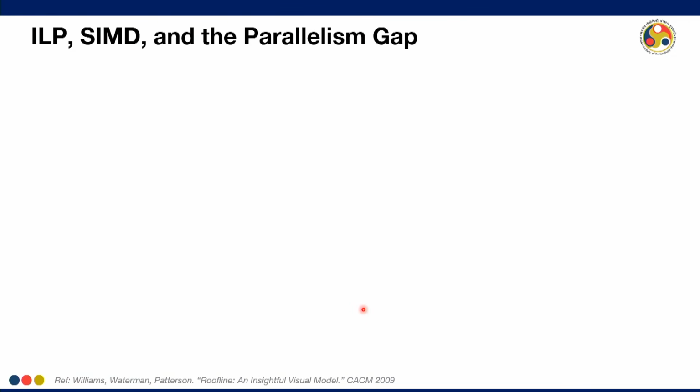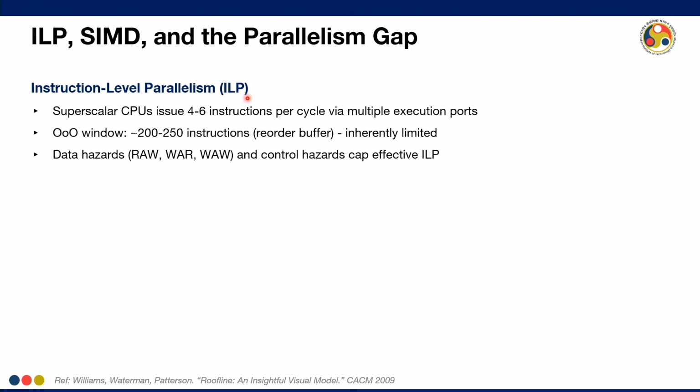So how can we improve the performance of the CPUs? There are different kinds of parallelism that we can extract, like instruction level parallelism, data level parallelism, and so forth. Instruction level parallelism is extracted by using the superscalar design, because if we can issue 4 to 6 instructions per cycle, we increase the number of instructions executed per unit time. So that is the superscalar unit.